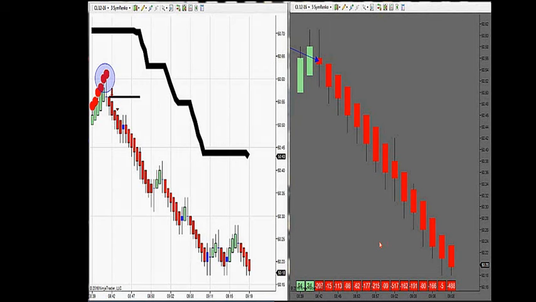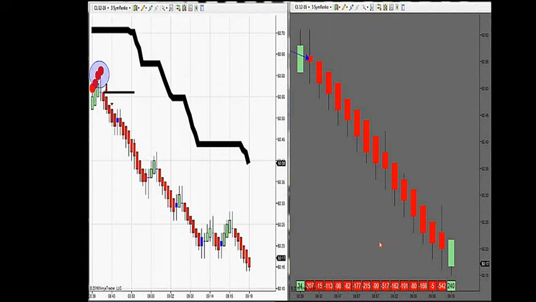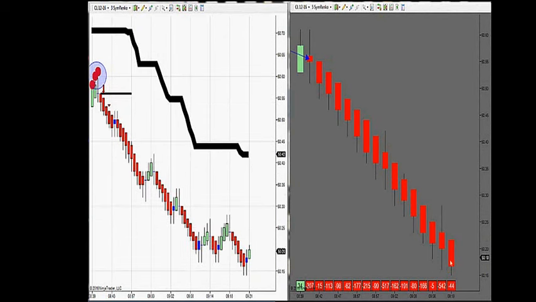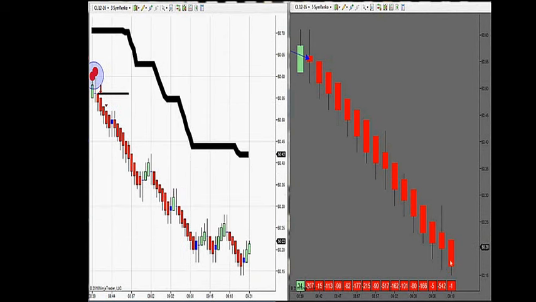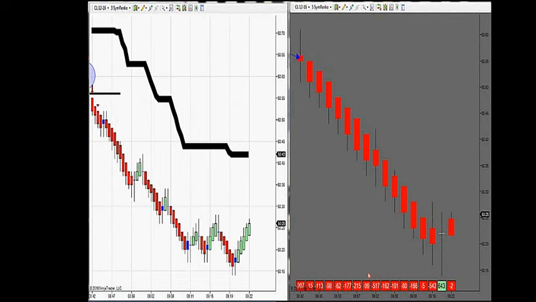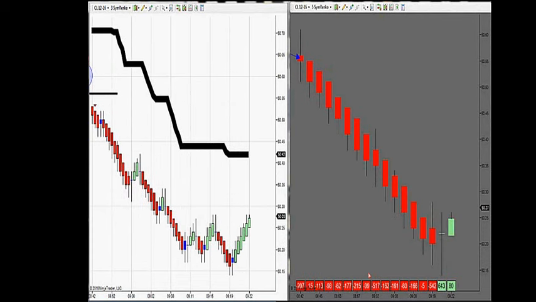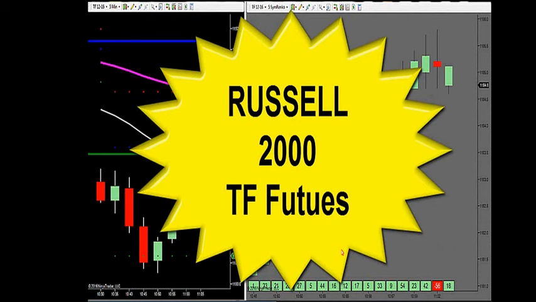All right, so you just let market delta keep coming down. No reason to get out. When a green market delta finally gets in on your offside of market profile, you're good to go. Now, this works in all markets, guys and gals. There's your green. Let's look at the Russell 2000.